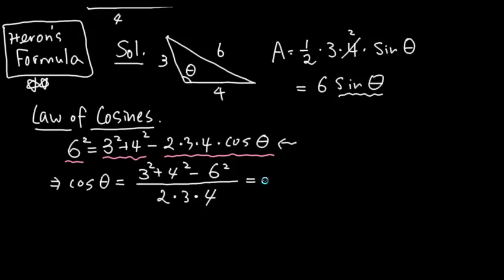It turns out it's negative 11 over 24. If you simplify and cancel the common factors, there's actually no common factor to cancel, and the denominator is exactly 24. So that's what the cosine theta value is here.